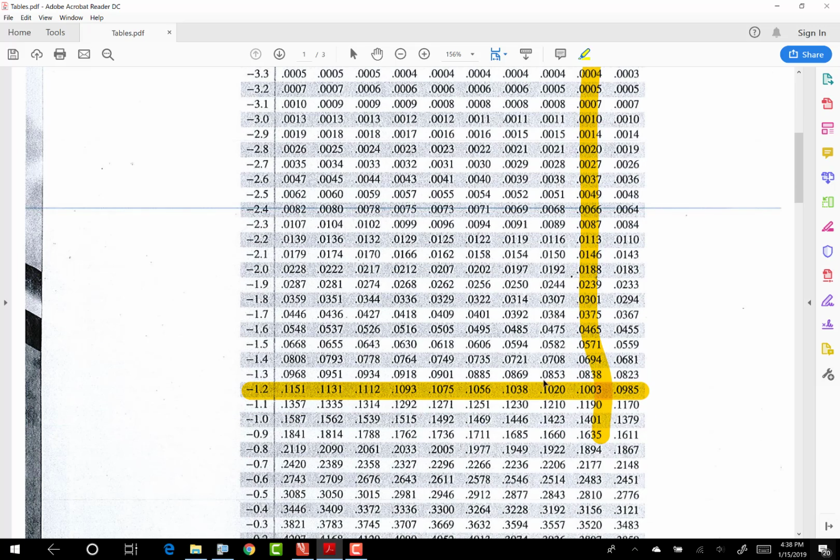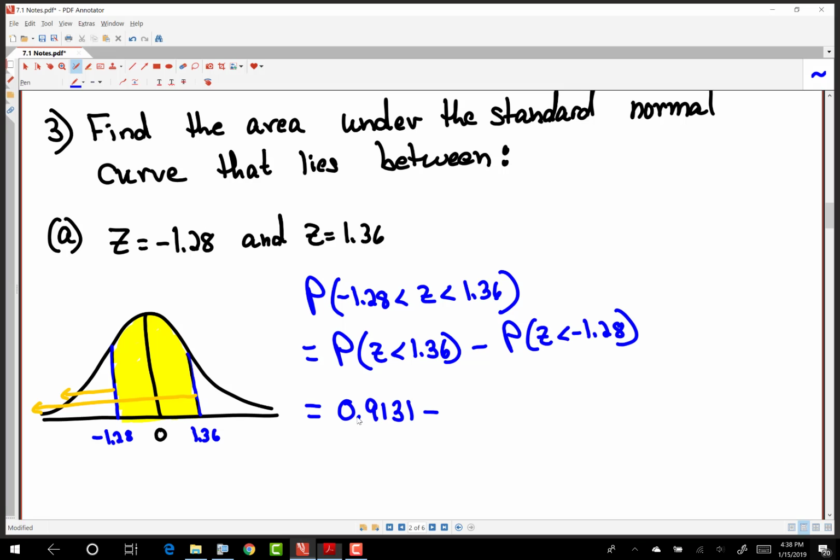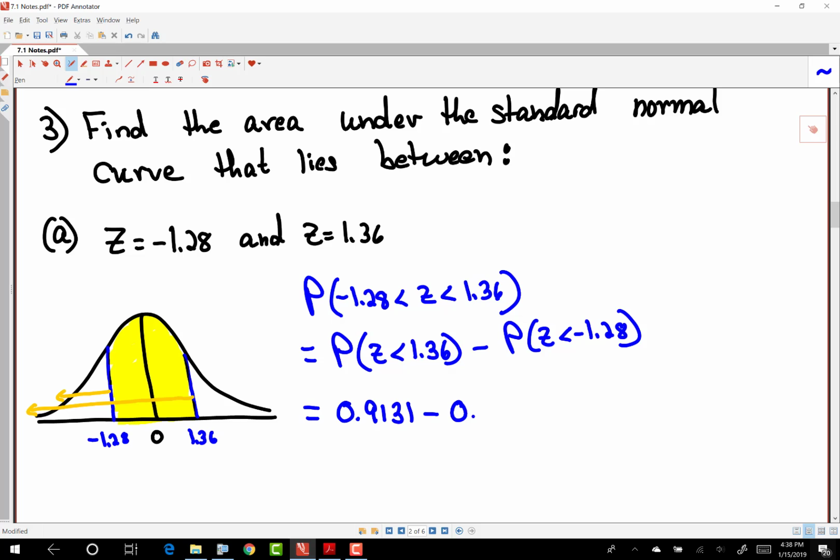I didn't go straight there, but you can see that where they meet is right there at 0.1003. That is what you should get. And so you're just going to find that difference to get the shaded area. And that leaves us with 0.8128.